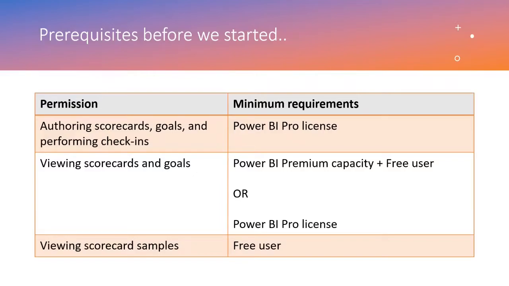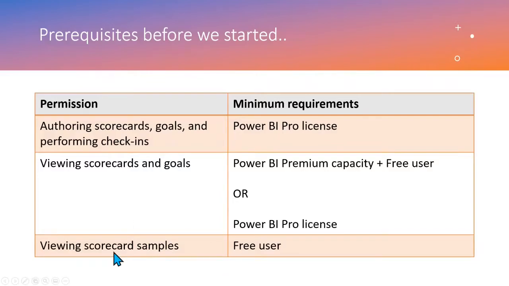Before we get started, we need to consider one prerequisite about licensing. The one thing about licensing is that goals is a Pro only feature, meaning you need at least a Power BI Pro license in order to start with Power BI goals. So here in the table, this is the official Microsoft documentation table which I took here. Basically, if you want to author the scorecard and goals and perform the different check-ins, at minimum you need a Power BI Pro license. If you want to view scorecards and goals, there are two possibilities. Either you have Power BI Premium capacity with a free user, or you should have a Power BI Pro license in order to view scorecards and goals. And viewing the scorecard sample is something which is free.